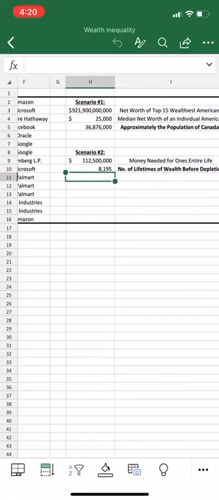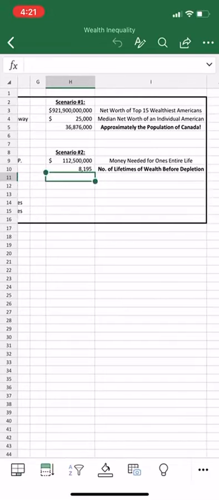And so this $922 billion, which is, like I said, the sum of the net worths of the top 15 Americans, could not be and would not be depleted for about 8,000 lifetimes, 8,195. And so they have enough wealth stored up amongst those 15 people that they could fuel a pretty extravagant life for 8,195 lifetimes.